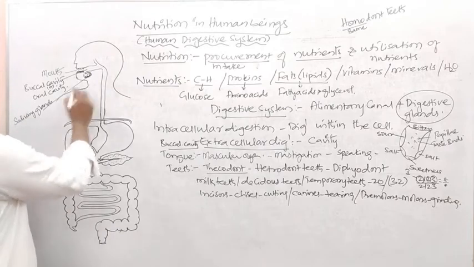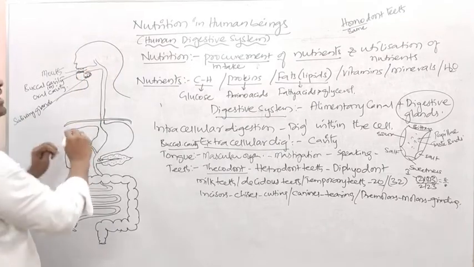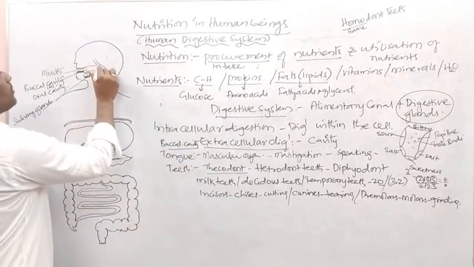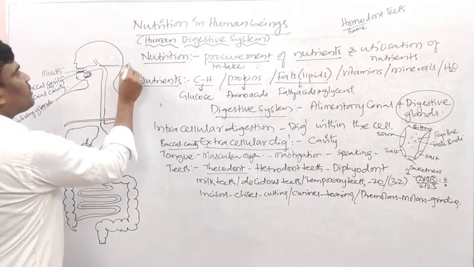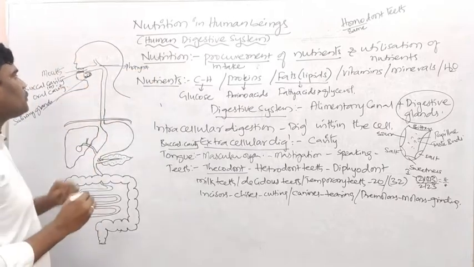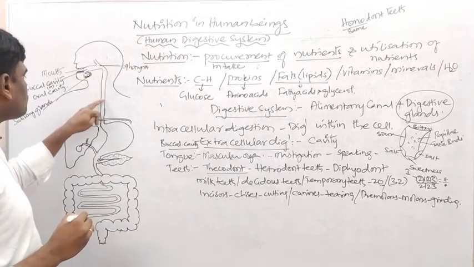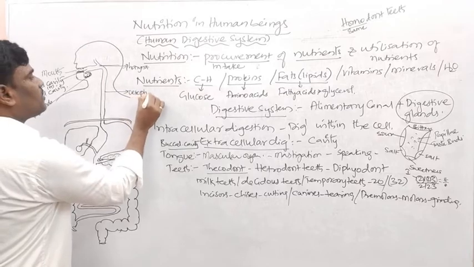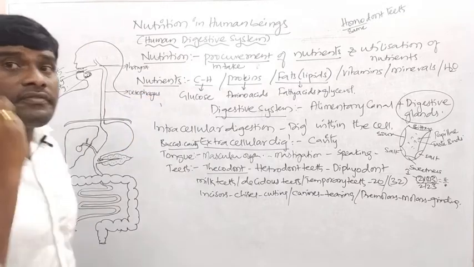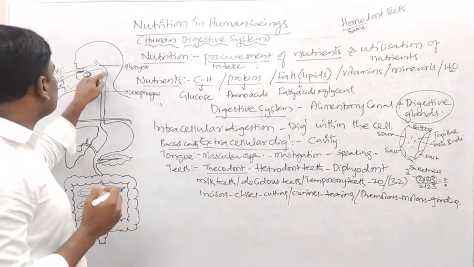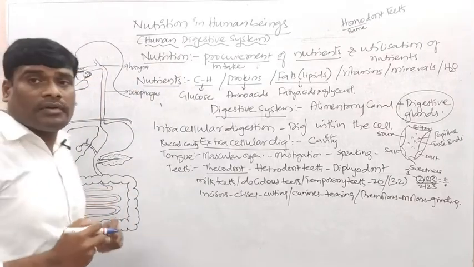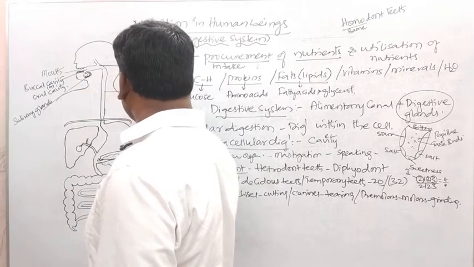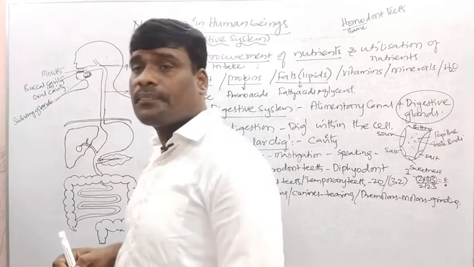So the buccal cavity opens into a common opening, a common passage of air as well as food, that is called the pharynx. This is the pharynx, children, okay? The pharynx leads into a pipe-like structure. This is called the esophagus. It is called what, children? Esophagus, isn't it? It is a pipe-like structure. The length of this esophagus is generally 22 to 25 centimeters in human beings, right?